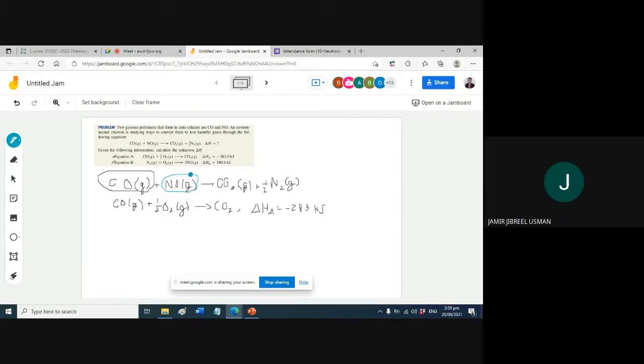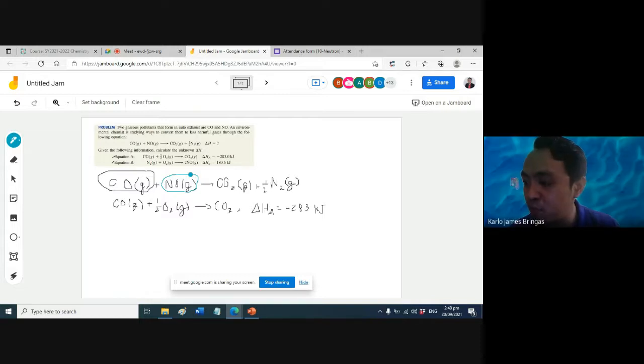I-inverse, sir. Okay, so Phil says na i-reverse. Almer also says the same. So you need to reverse the equation B. So kung i-reverse ko siya, I have from equation B the following.